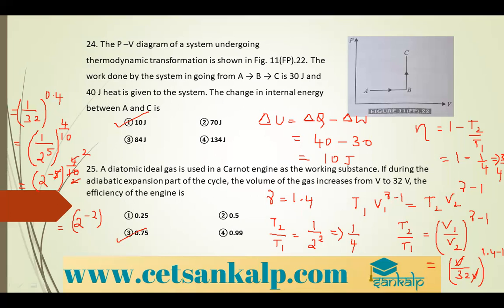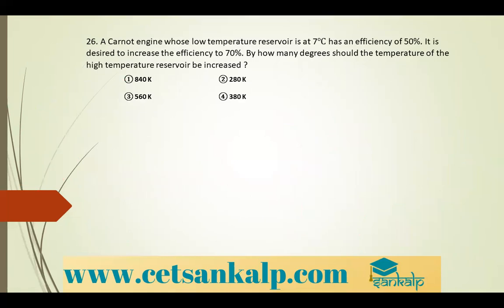So the last problem. A Carnot engine whose low temperature reservoir is at 7 degrees Celsius has an efficiency of 50%. It is desired to increase the efficiency to 70%. By how many degrees should the temperature of the high temperature reservoir be increased?